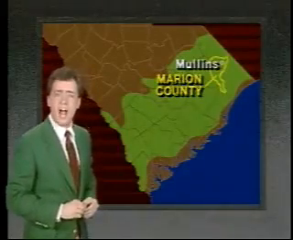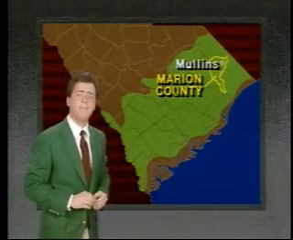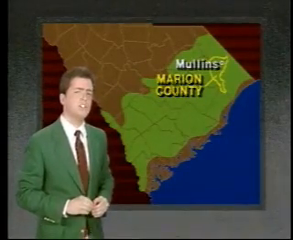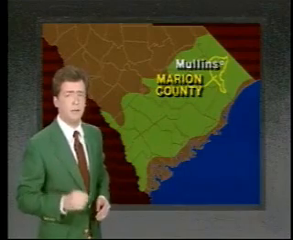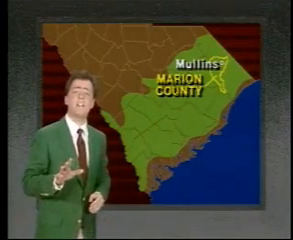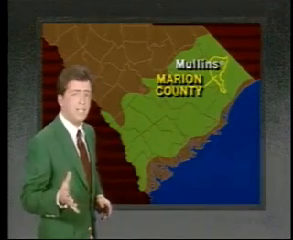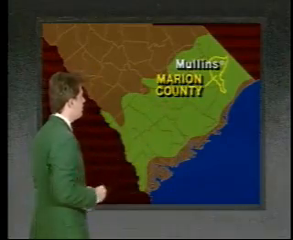Although crops such as cotton and soybeans are grown in the Pee Dee, the agricultural economy of this region is based primarily on tobacco. And in the late summer, you'll always find a lot of tobacco activity in Pee Dee towns such as Mullins in Marion County.